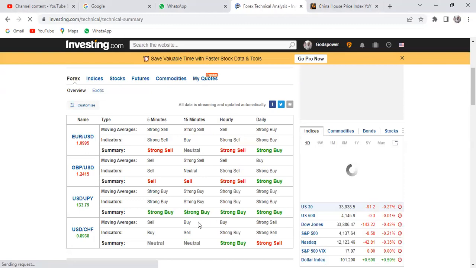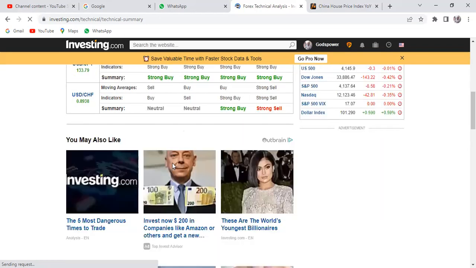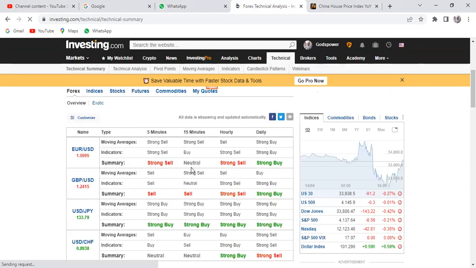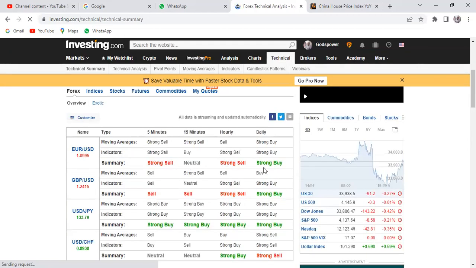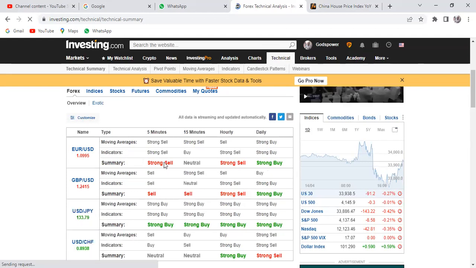Yesterday in the market, there was a big sell along the line. Euro USD. You can see Euro USD. You have strong sell, neutral, strong sell, strong buy. Whenever you see a market condition like this, don't even bother to enter that, because this market is just a confused one. In 5 minutes time frame, they had strong sell. On 15 minutes time frame, it was neutral. Hourly, strong sell. Don't go here.